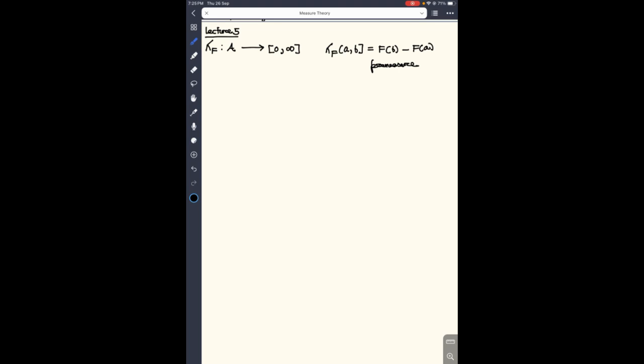Now, this is sigma finite also. One thing: Lambda of (a, infinity), something of this form, this has to be defined. So I define F of infinity as the limit. This exists because F is non-decreasing, and define that measure to be F(infinity) minus F(a). Analogously define it for minus infinity.